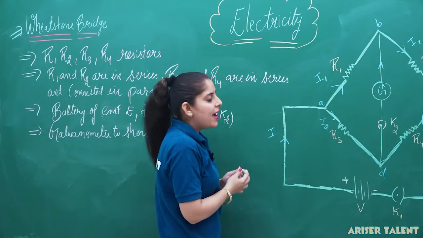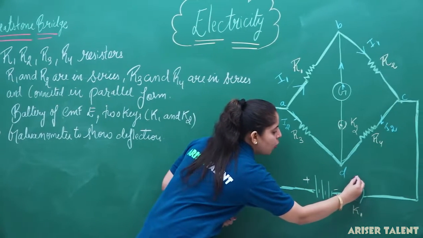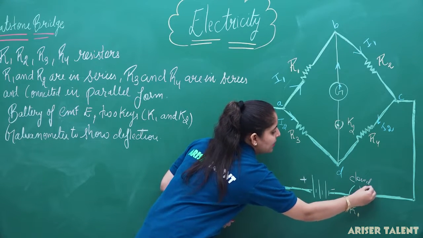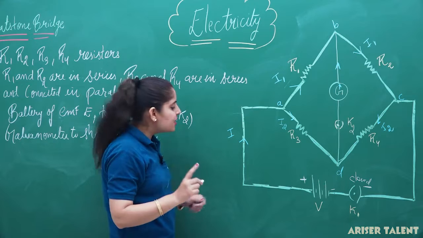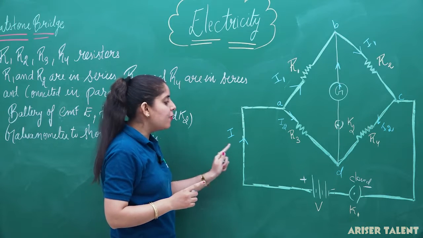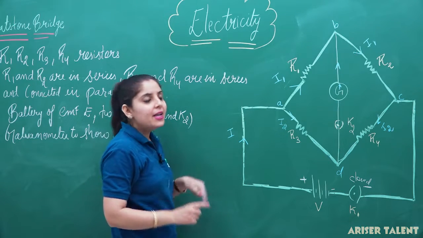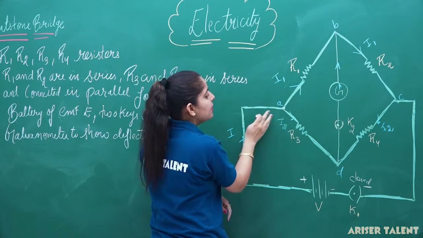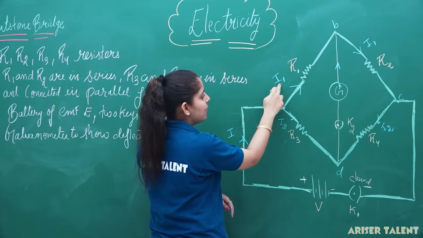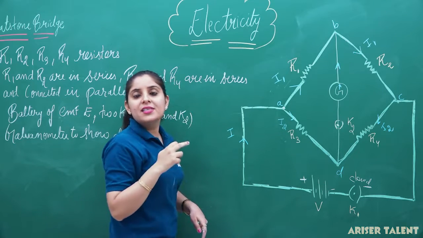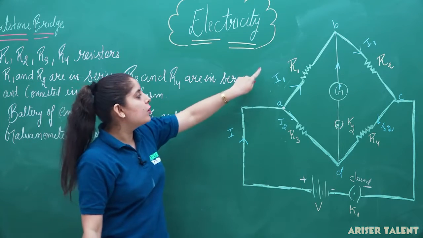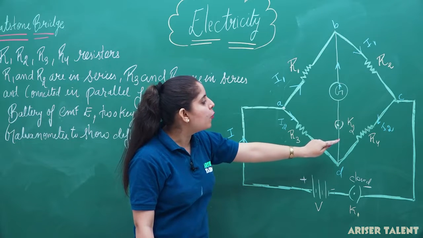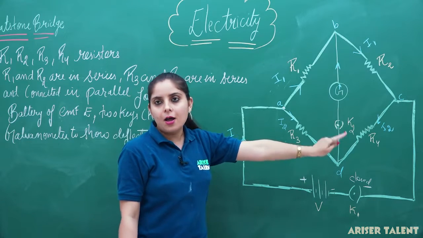Now you can see that whenever this key is closed, it means current I starts flowing in the circuit, and at point A the current is divided into two parts, I1 and I2. The current I1 will flow through the resistors R1 and R2, and the current I2 is going to flow through R3 and R4.